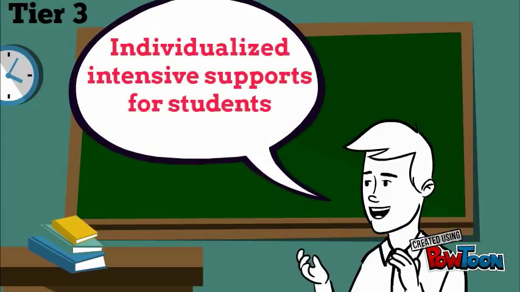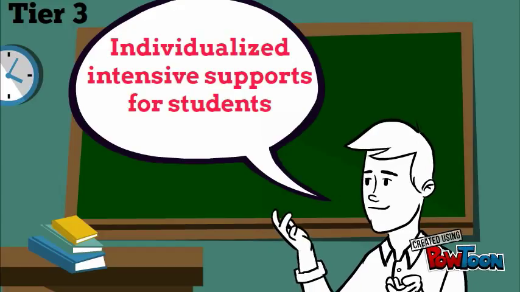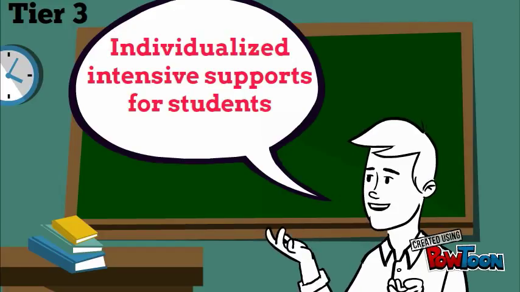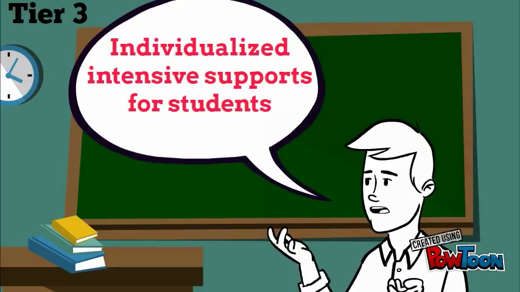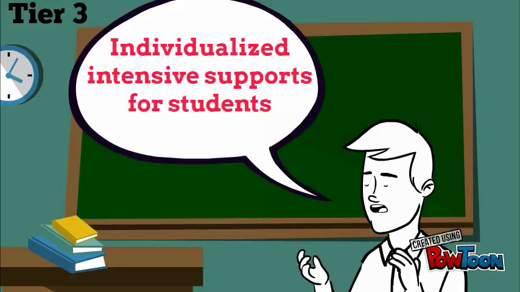Tier 3 is supplementary to Tier 1 and 2. It provides intensive evidence-based interventions to an individual or small groups of students. Direct instruction is increased. Interventions are given by education or intervention specialists. Students do not need to be labeled with a disability to receive interventions.